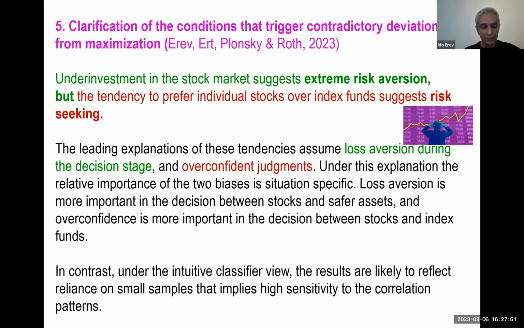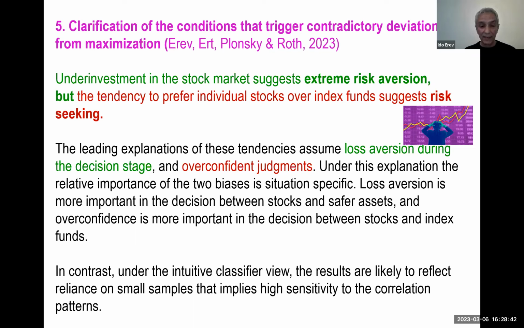Here is an example. Think about the observation that many people are underinvested in the stock market. They prefer safe bonds over stocks. This behavior suggests extreme risk aversion, because in the last 100 years, the return for stocks was always much higher than for bonds. If people are extremely risk averse, you can explain it. However, sometimes the same people who are underinvested in the stock market, when they do invest in it, prefer individual stocks over index funds. Index funds had the same average return as individual stocks, but smaller variance. So this behavior appeared to suggest risk seeking.